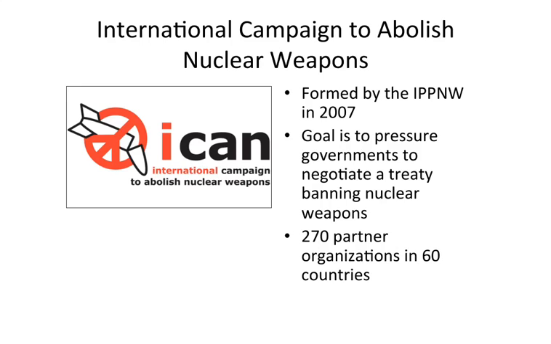Now today, there's a number of additional campaigns underway. Here's one example, the International Campaign to Abolish Nuclear Weapons. This is about abolition completely. It was formed by International Physicians for the Prevention of Nuclear War in 2007, and the whole idea is to pressure government to negotiate a treaty banning nuclear weapons. It's a very large group. There's 270 partner organizations in 60 countries around the world right now.